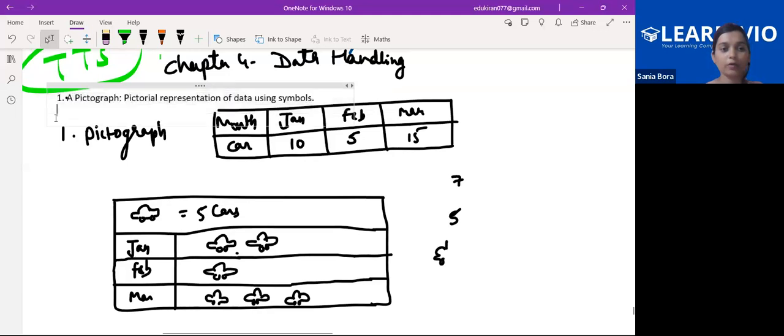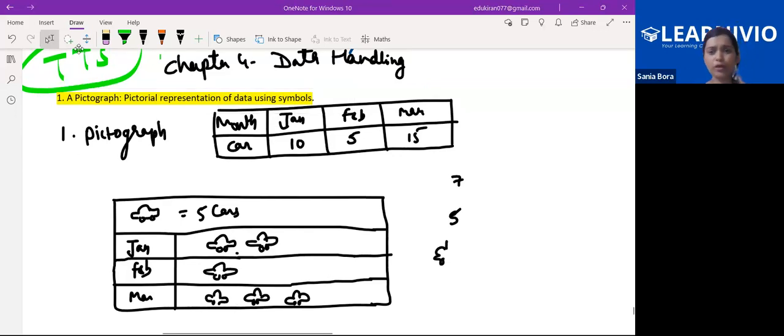Okay, so I hope you people can see the definition. A pictograph is a pictorial representation of data using symbols. Fine. So this is a pictograph. Then you will write this one and you will draw it like this. Then I will give you one question. Over here you have to read the pictograph and you have to answer the question. So do this and then I'll give you the question.